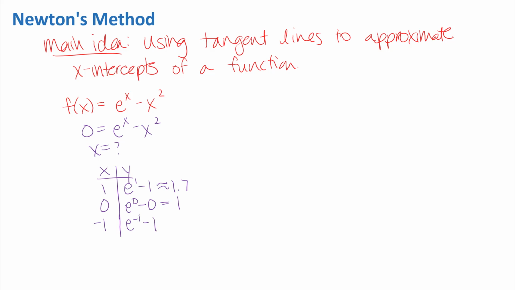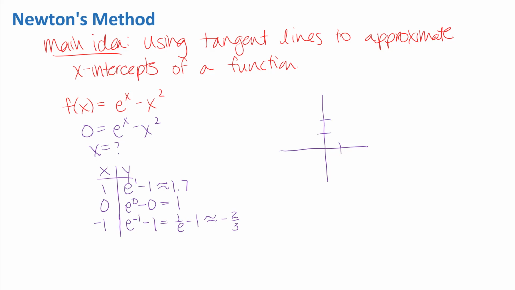And e to the negative 1 is 1 over e. And so just ballpark approximation, e is roughly 3, a little bit less than 3. So this is close to 1/3 minus 1, or approximately negative 2/3. You can get a better approximation from your calculator. But remembering back when we talked about the intermediate value theorem, I know that this function is continuous because it's made up of a sum of two functions that I know are continuous, an exponential function and a polynomial function.